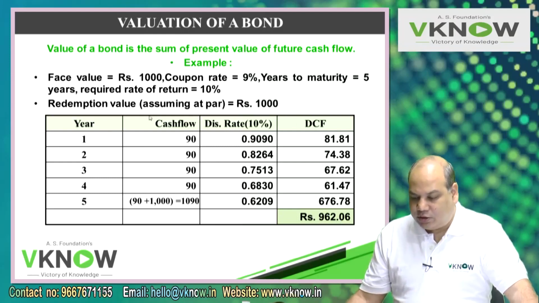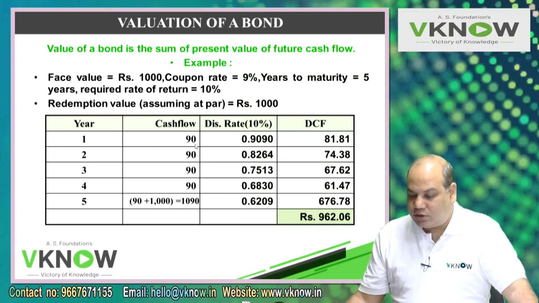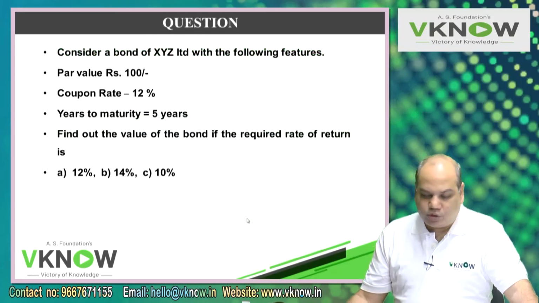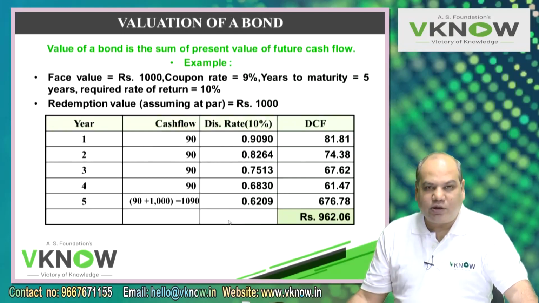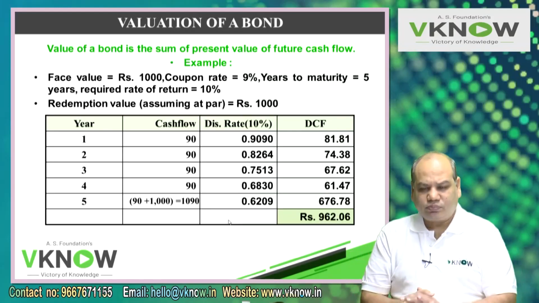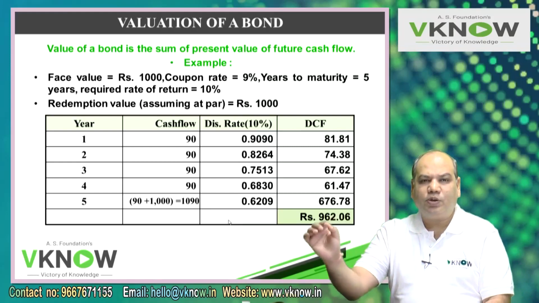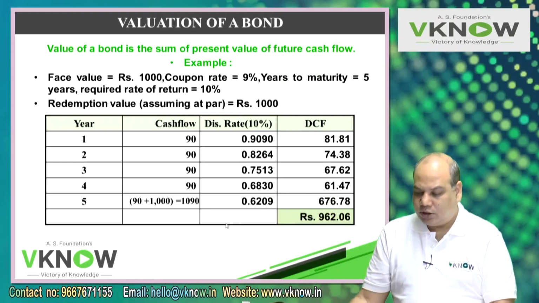So this tabular format was used only for explanation. Otherwise, you can directly solve by writing present value of coupon plus present value of redemption. And then coupon is an annuity, so you can multiply by annuity factor of 10% and 5 years with 90 rupees and PV factor of 5th year with 1000 rupees. Take the total, that will give you the answer. So you can solve by both presentations. You can follow a tabular presentation or just equation format. Value of the bond is equal to PV of coupon plus PV of redemption value, and then solve.